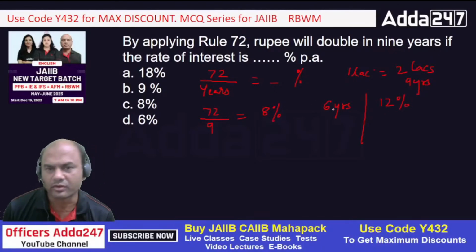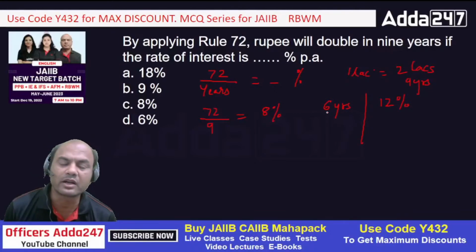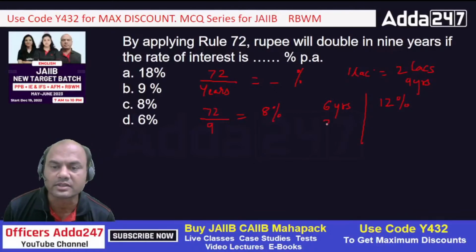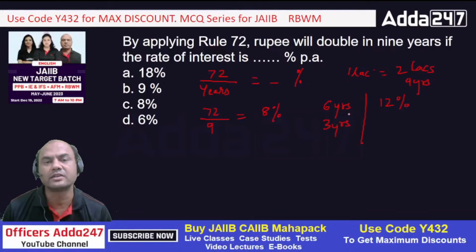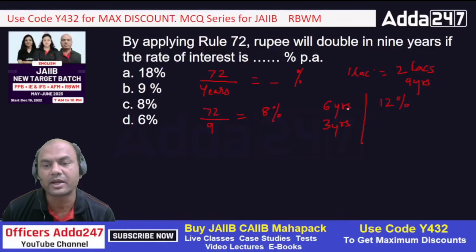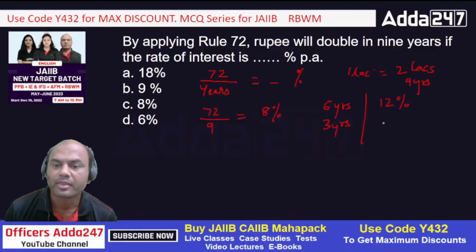One more, in fact two or three more. I want my amount to be doubled in 3 years. What should be my rate of interest in this case? Correct, 24%. Now I'll ask you a reverse question.